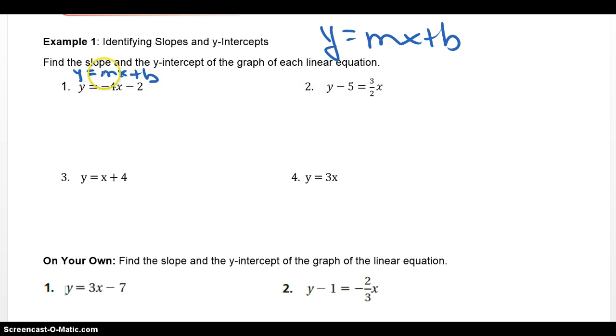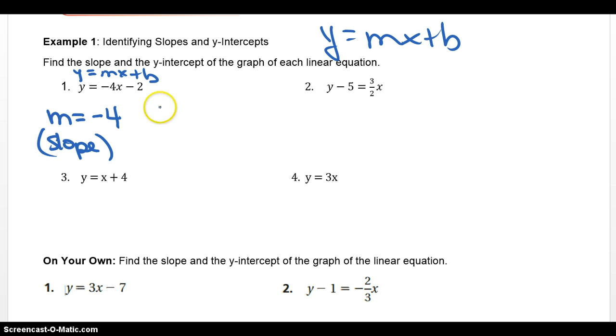So we want to identify the slope and the y-intercept. So what does m equal? So looking here, what took the place of m? What's the number in front of the x? What's the coefficient? We call that the coefficient. So what's in front of the x? That negative 4. So m is negative 4. And that is our slope.